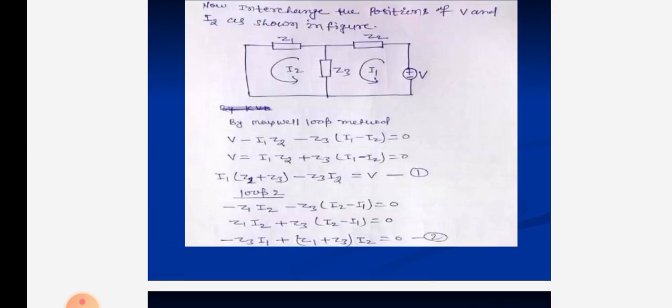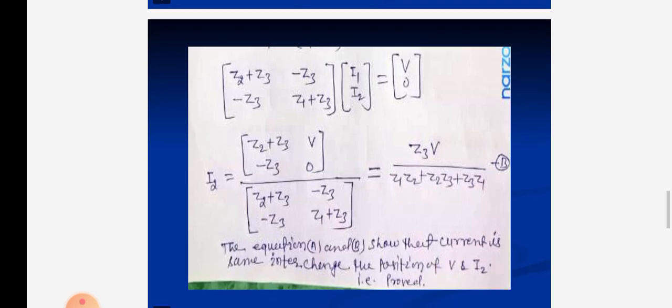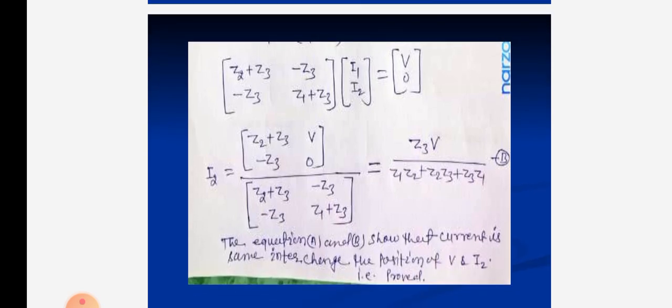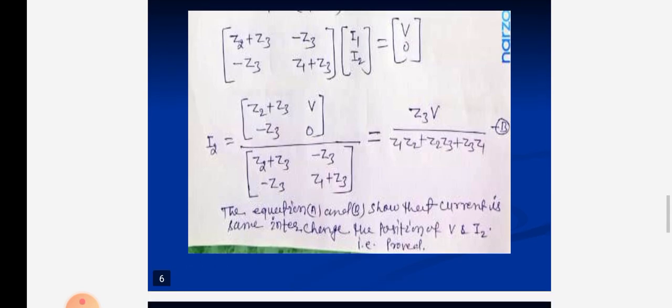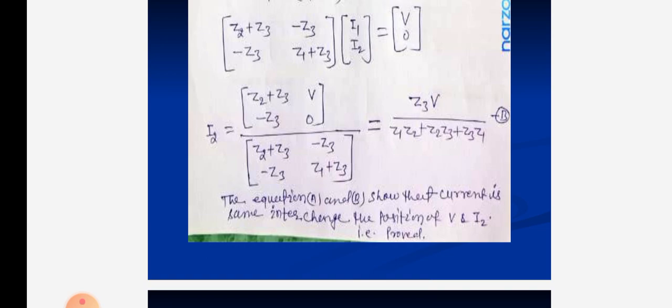Now for both equation 1 and 2, use Cramer's rule and write the coefficients of I1 and I2 equal to voltage V and 0. Now calculate the current I2 by replacing the column with the voltage source V and 0. Then we find Z3 V upon Z1 Z2 plus Z2 Z3 plus Z3 Z1, from equations A and B, so that the current is the same. Interchanging the positions of V and I2, that is proved.